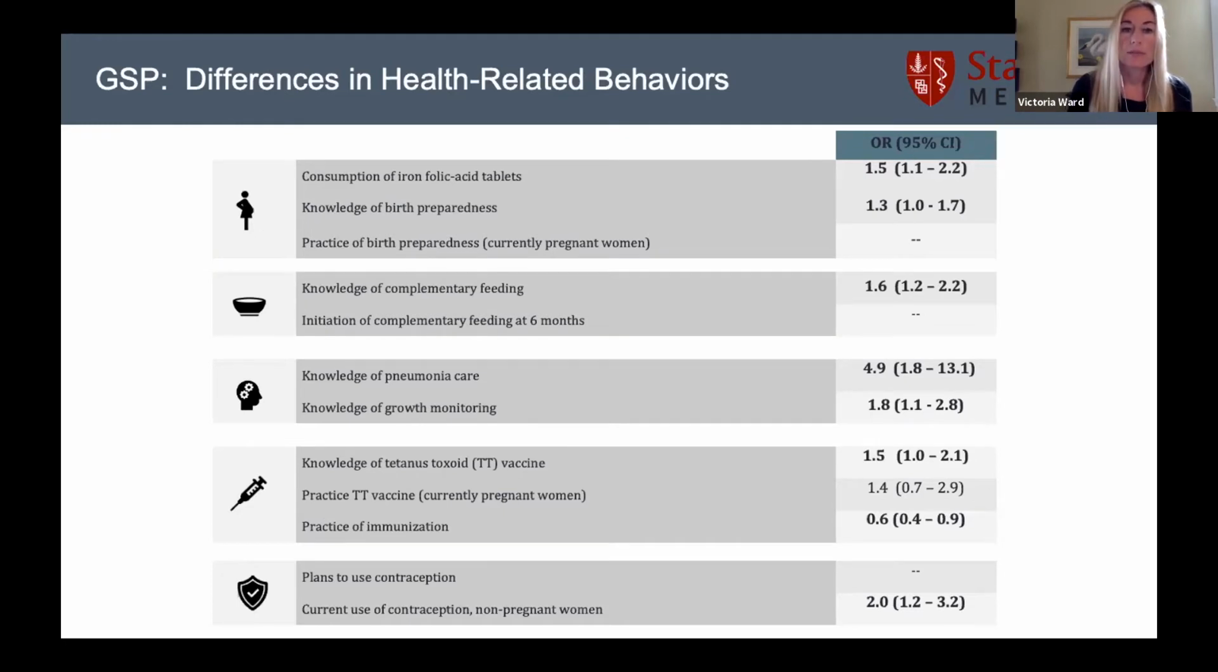So more commonly consumed IFA tablets, they had better knowledge of birth preparedness and complementary feeding activities, sort of knowing what was important to do for their babies during those stage-specific periods. They had better knowledge of vaccines and immunizations, and they more commonly used contraception.